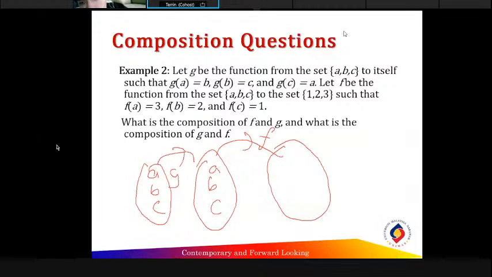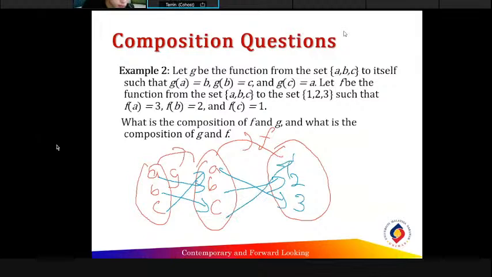So we have the mapping g(A) equals B. And then we have B to C, and we also have C to A. And then for function f, I forgot to add this one. So here is 1, 2, 3. So f(A) maps to 3, and then B maps to 2, and C maps to 1.